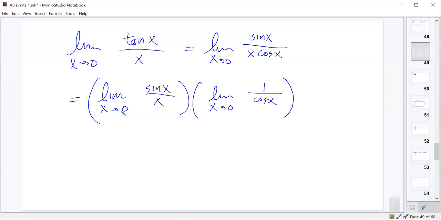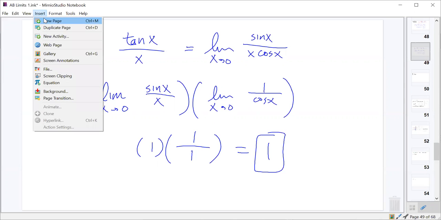And the limit as x approaches 0 of sine x over x is 1. And what about this one? This ought to be 1 over the cosine of 0, which is 1. Good or no? All good. So I'm going to go to another new page here.